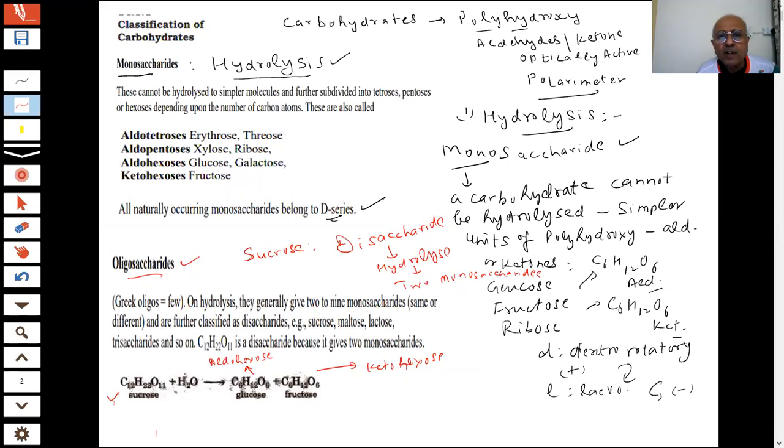Sucrose, maltose, lactose are disaccharides. On hydrolysis, they will produce two units of monosaccharides. They can be the same or different. Trisaccharides are those which will produce three monosaccharides on hydrolysis. Tri means on hydrolysis they will give how many? Three units of monosaccharides will be obtained if I have a trisaccharide.